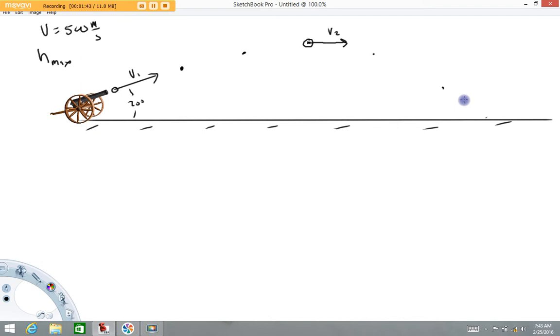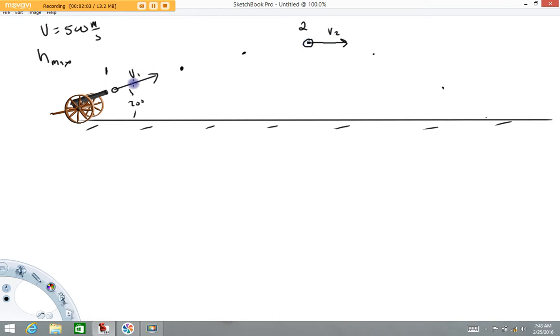When applying the work energy theorem, always label our two positions. I have a position here, I'm going to call this position 1. Here's our second position, I'm going to call that position 2. I've already labeled the velocity vectors accordingly. The v1 is the velocity at position 1, v2 the velocity at position 2.